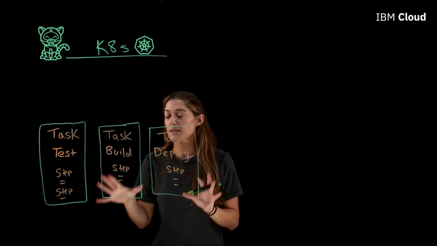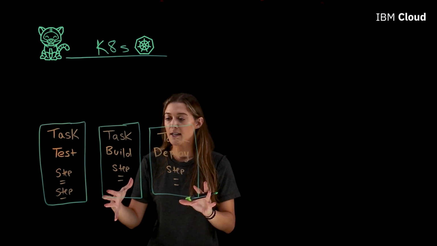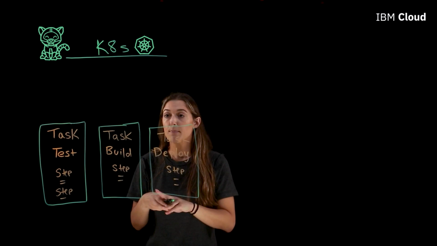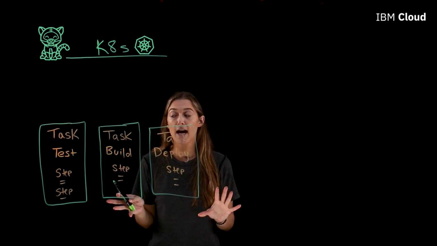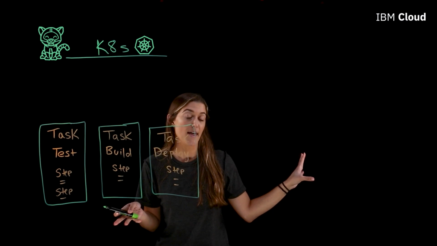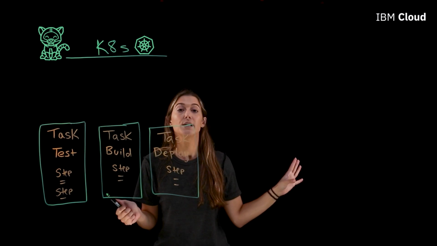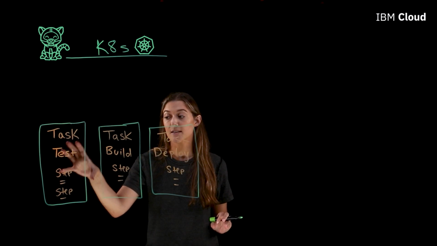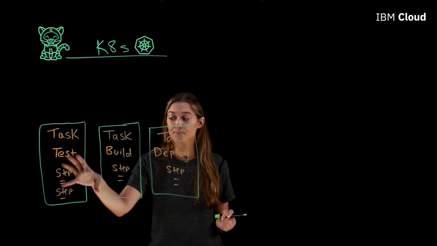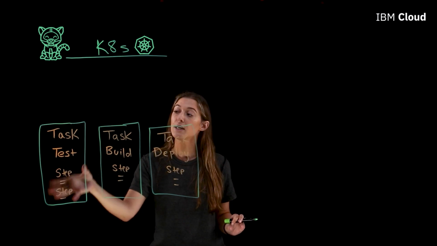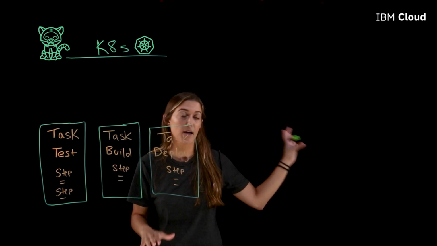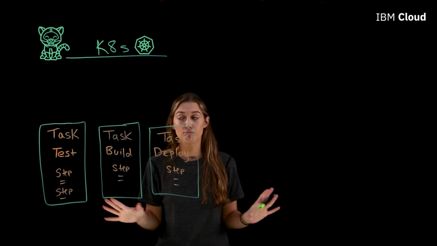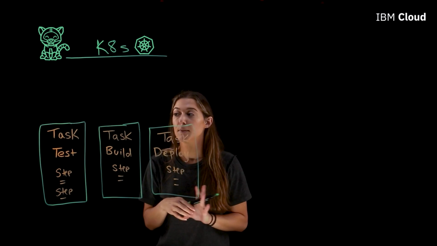So the great thing about tasks is that once defined, you can reuse them in any pipeline you want. So say I have another pipeline that I'm working on that's dedicated solely to testing applications. And I want to use this test task because it has exactly what I'm trying to do. All I would have to do is reference the task name in my other pipeline. No need to rewrite anything or duplicate it.